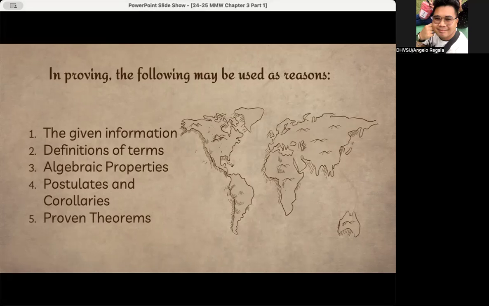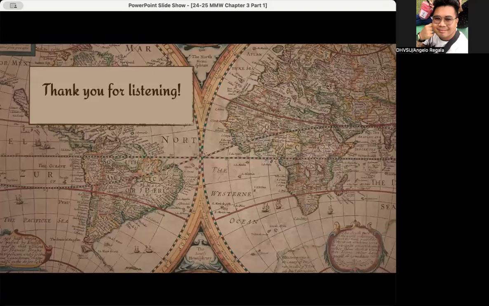No? Hindi na natin i-dealt with to dahil medyo marami yan, lalo na kung algebraic properties ang pinag-uusapan natin. Pero magagamit nyo itong mga to. Okay? Yung information na nasa problem o kaya yung mga definitions ng terms. If it's a mathematical problem, you can use algebraic properties as well as postulates and corollaries or even yung mga theorems na na-prove na dati. Pwede nating gamitin sila. Okay?